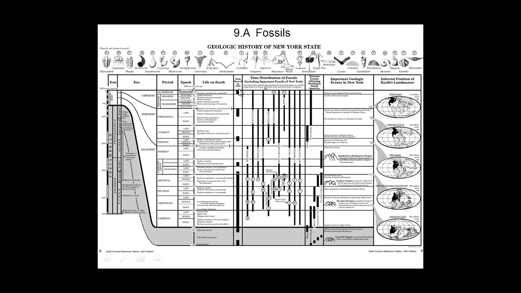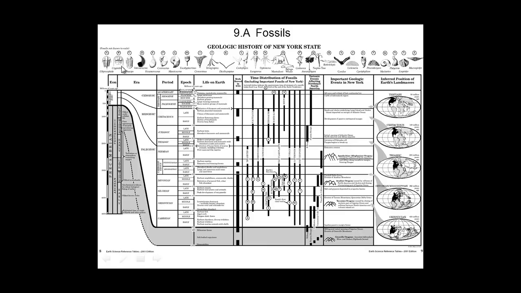Then we have rock record, and you can see New York's got some rock that's that old, and it's got some rock that's that old, and all the way down through there. And I think actually what we do is, well, I'm not sure how we can find some of these fossils, but they're there. Time distribution of fossils. This actually has all the letters that are up here.